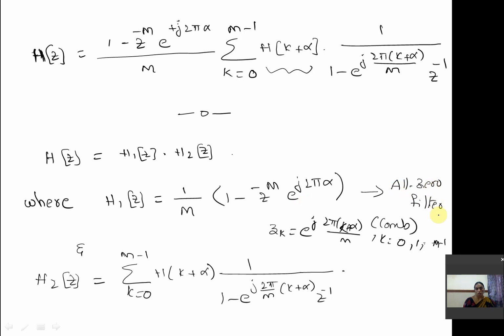So here it is an all-zero filter, that means a numerator polynomial is there. If you find out the factors, all are said to be zeros. After determining those roots, they are at z_k is equal to e^{j2π(k+α)/M}, where k is 0, 1 and so on, M minus 1. And then this is said to be a parallel bank of single pole filters.